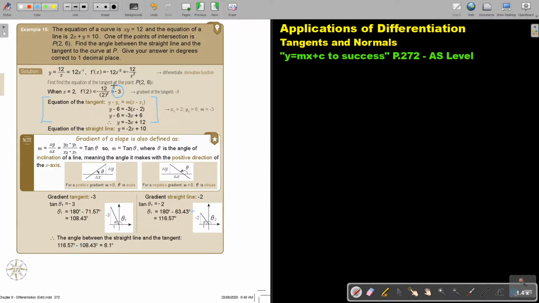So in the differentiated equation, I substitute 2 and the gradient will be negative 3. Now if I take this straight line and I want to see what's the gradient, also make y the subject of the formula. So if I take x over, it will become negative 2x plus 10. So what is the gradient here? Here the gradient will be negative 2. So this is the gradient of the curve, and this is the gradient of the straight line.